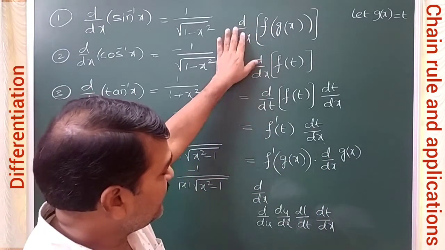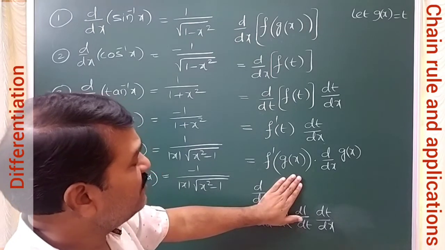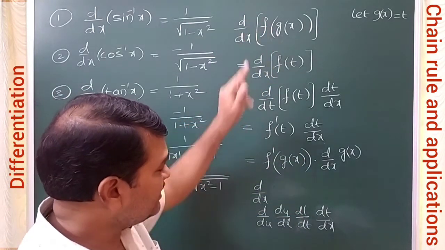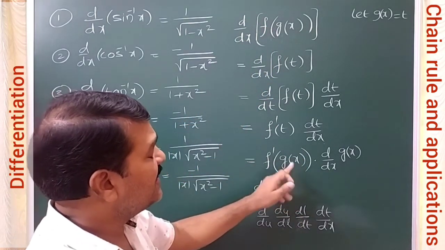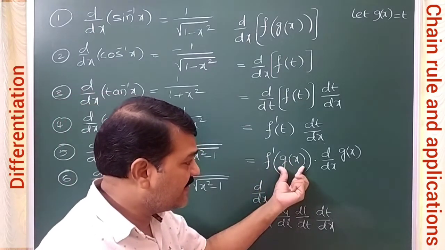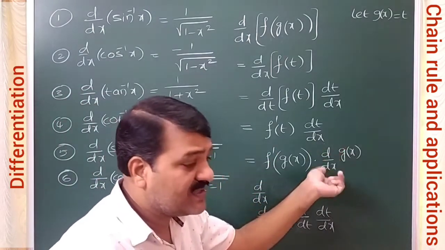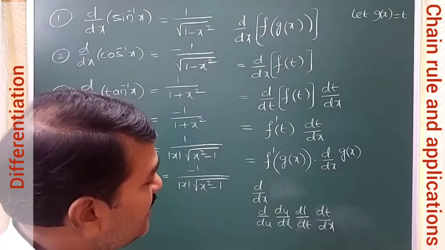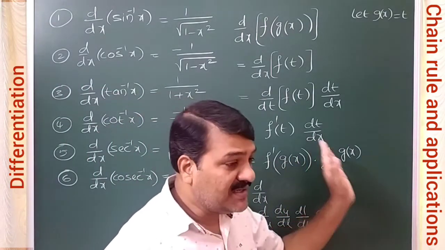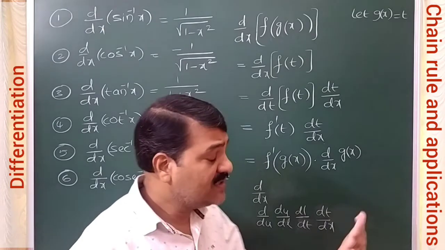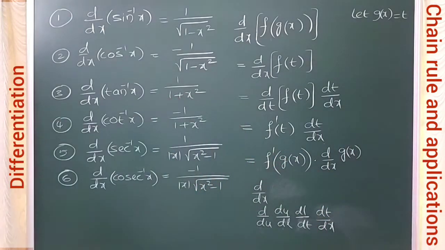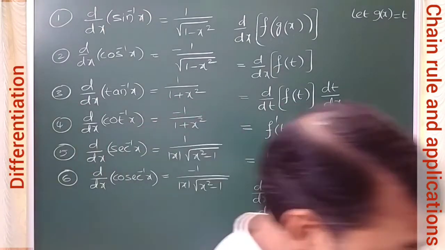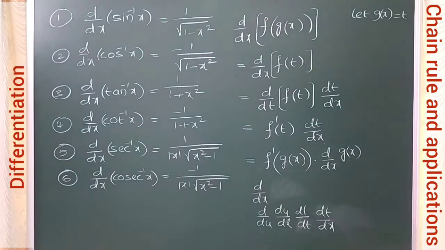But the basic idea you have to understand is that when you have a function of a function, write the external function derivative first, and after that, whatever internal function is there, write the derivative of that again. Continue that system until you get a standard formula. So let us see some examples of how to apply this chain rule.